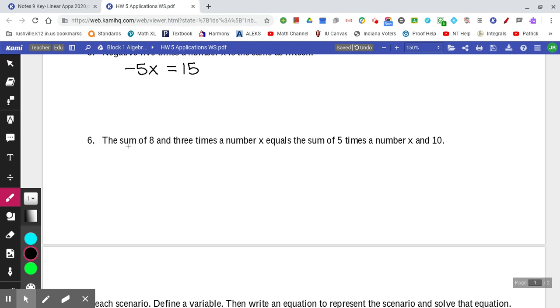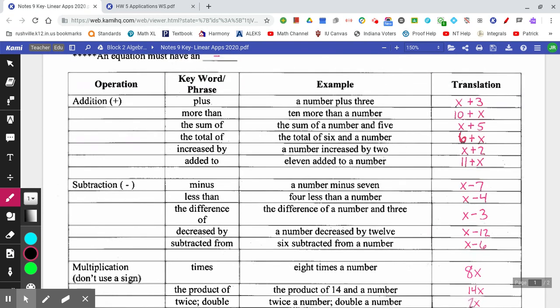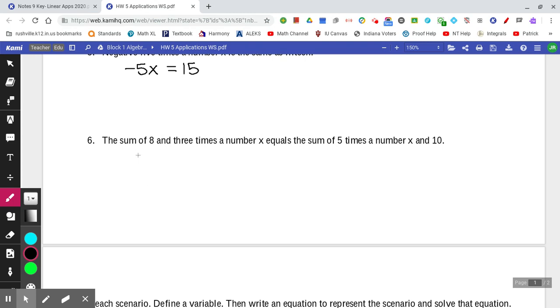The last one says the sum of 8 and 3 times the number x equals the sum of 5 times the number x and 10. So quite a bit, but I'm going to break it down word by word. The sum: sum means addition. It works a lot like the word total, and I'm not starting off with the plus sign. Instead, I'm looking for the linking word "and" to show where the plus sign is going to go.